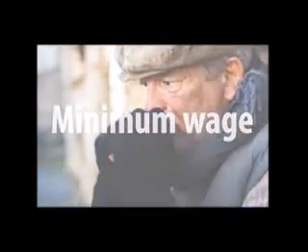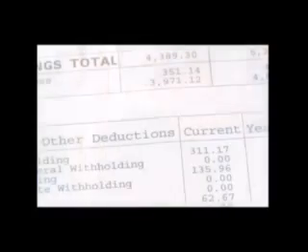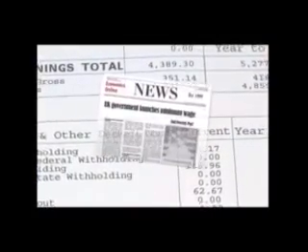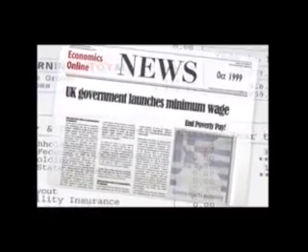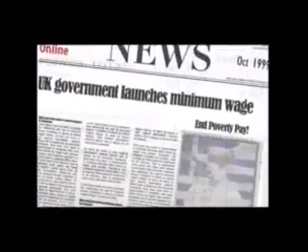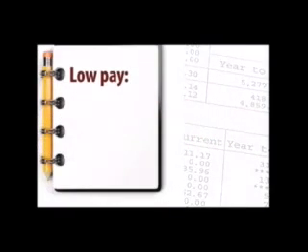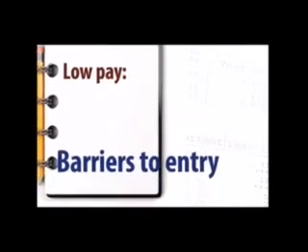The minimum wage. A national minimum wage, which sets the minimum hourly legal wage rate, was introduced into the UK in 1999. Its aim was to reduce poverty pay. Low pay can result from a number of labour market failures, including a lack of access to the labour market as a result of barriers to entry, such as discrimination.